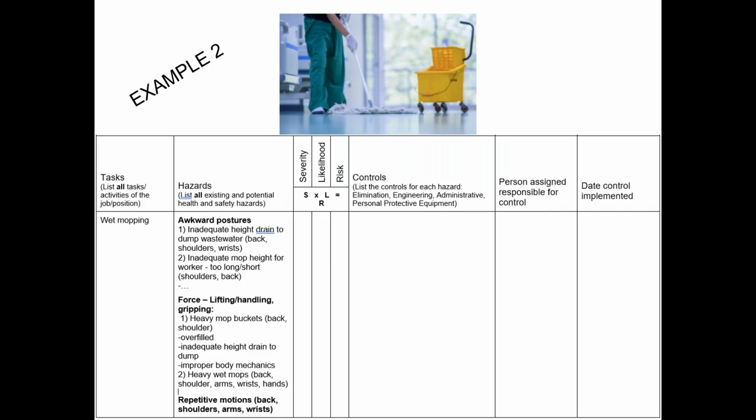Here's another example. You might want to break it out even more. You might want to list, under awkward postures, the factors that are contributing to awkward postures being present. Maybe the drain that you have to dump the wastewater in is an inadequate height. The worker has to lift the bucket into a wall sink, and so that's causing them to work at an awkward posture. Perhaps the handle of the mop is too long or too short for the worker, and it's causing them to use an awkward back or shoulder posture, or both. So you're listing out the contributing factors.